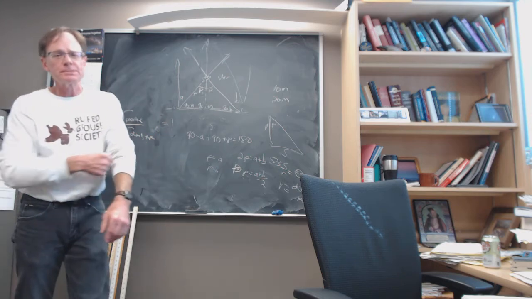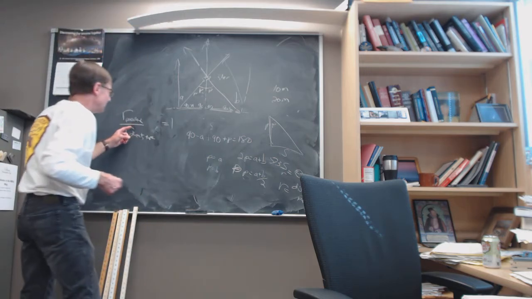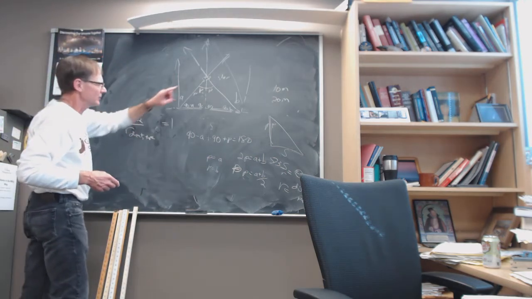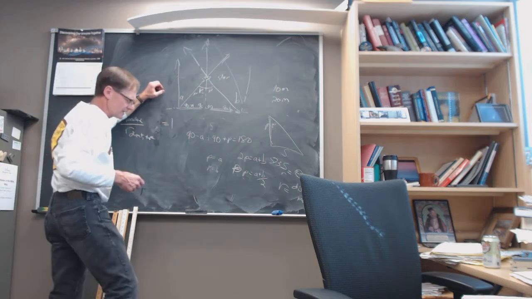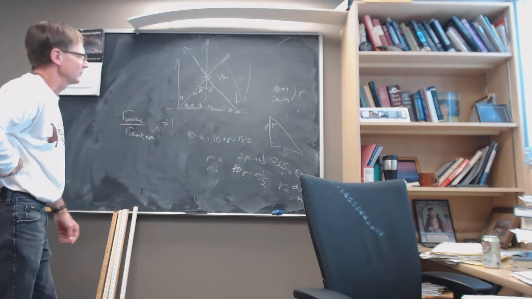My guess is it's not going to always be equal to 1. So what I'd like for you to do is to make this measurement twice. So you'll have this at 10 meters twice and at 20 meters twice. That's R. So I want R to be equal to 10 meters and this to be equal to 20 meters.